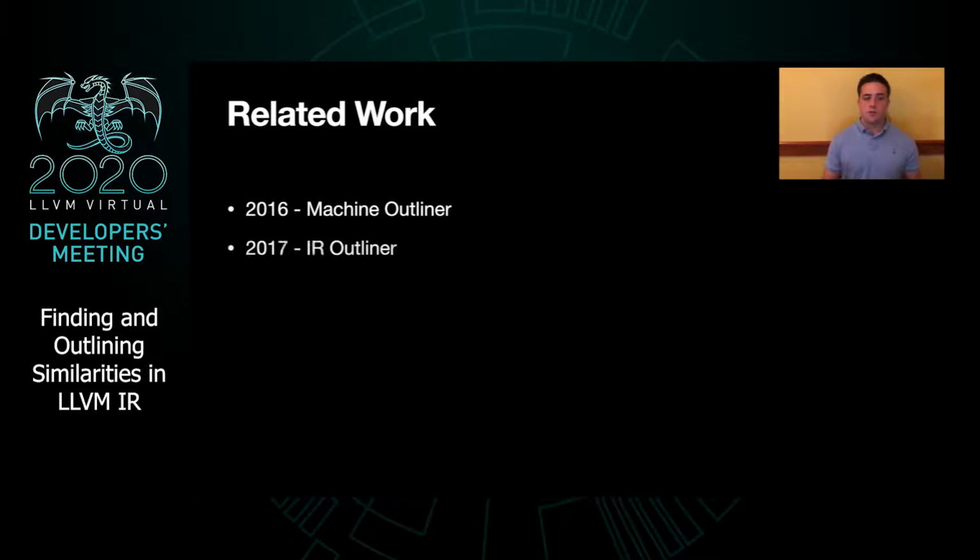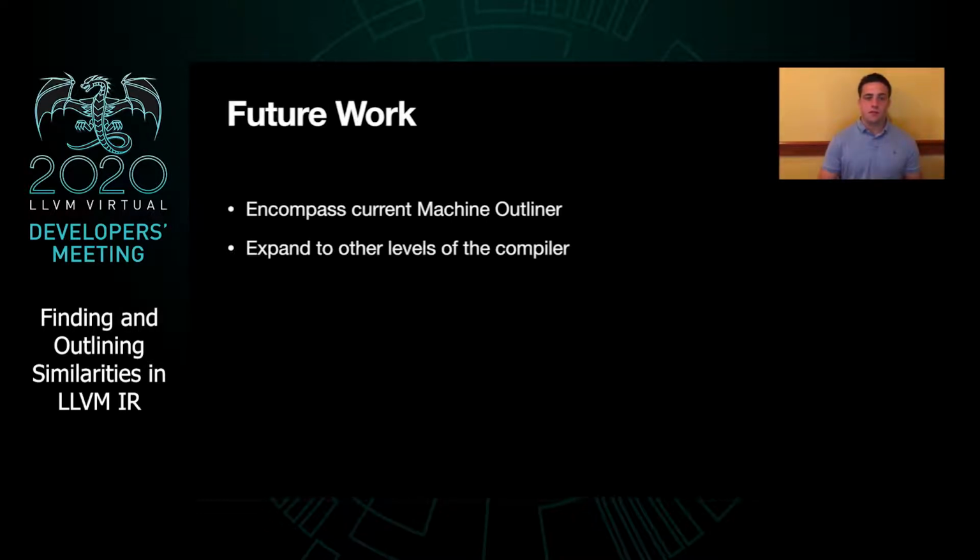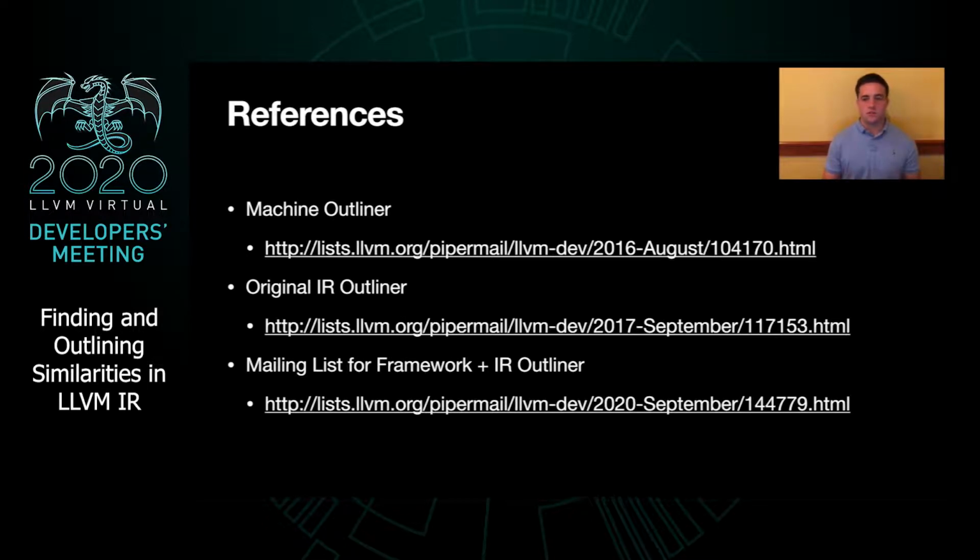So you might also be wondering how this compares to the IR outliner proposed in 2017. In short, these two implementations are not that different. However, this new IR outliner is backed by the more accessible similarity framework. In the future, we hope that this framework can be expanded upon to become a more general similarity detector throughout the compiler, to leverage similarity to inform better code generation and size reduction decisions. Thank you, and I look forward to your questions.